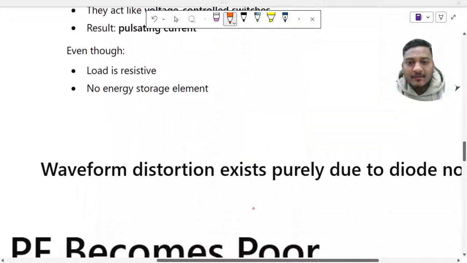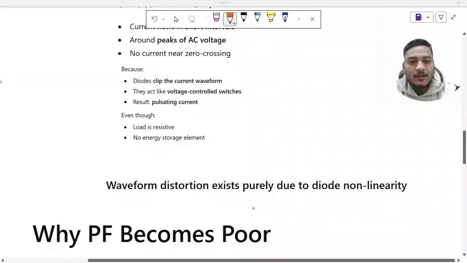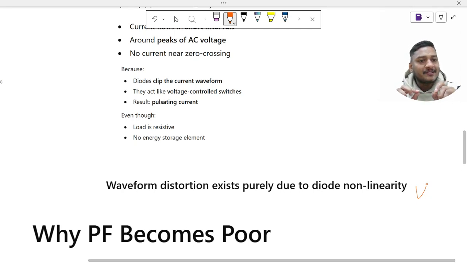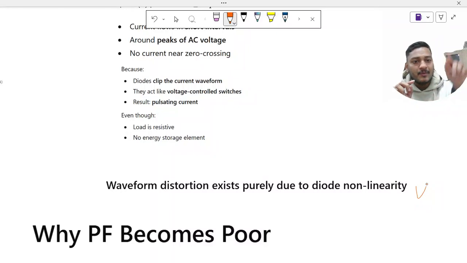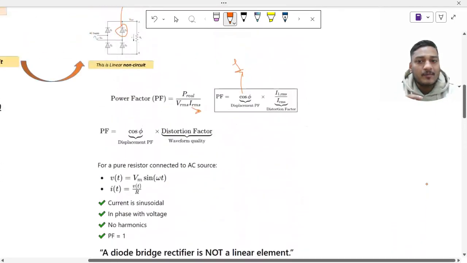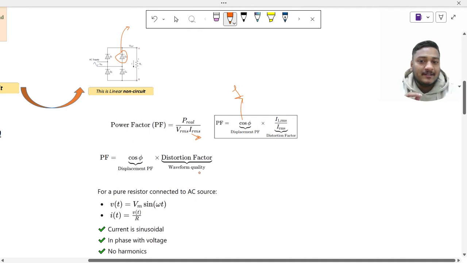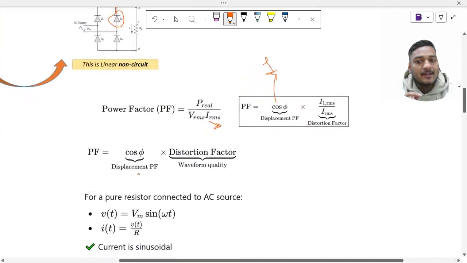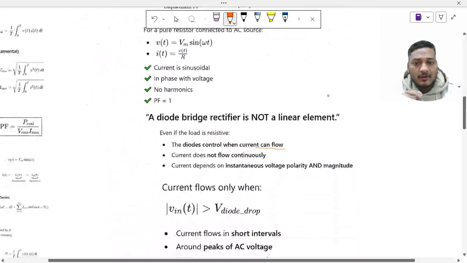Next, waveform distortion exists purely due to the diode non-linearity. So we have understood why there is a pulsating nature: because of the diode, which clips that particular portion, and that is why there is a peaky kind of nature. But we have not yet addressed what this waveform quality is. I told you initially that even though your cos phi is equal to 1, your distortion factor is not going to be 1. Why? That we are going to answer now.